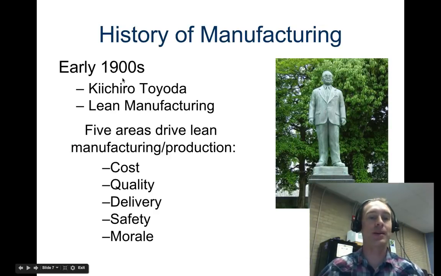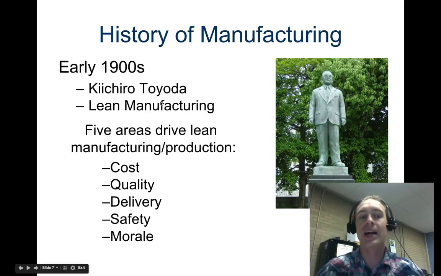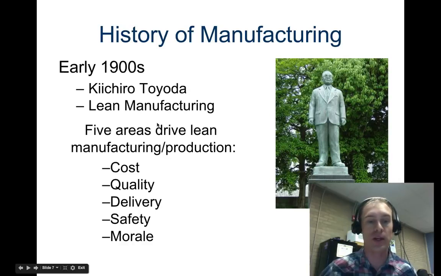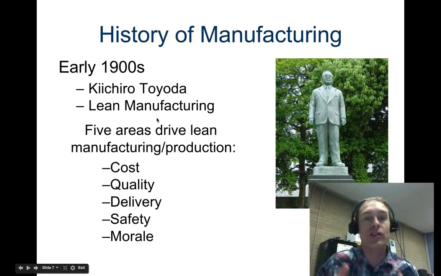So let's continue on into the early 1900s with Kiichiro Toyoda. He introduced lean manufacturing and just-in-time manufacturing. Just-in-time manufacturing, which we're going to get to, and you'll see a slide with those words on it, means that all the parts arrive just when you need them. So you don't need to have warehouses full of stuff.